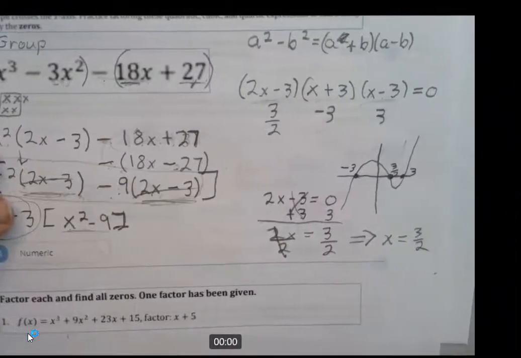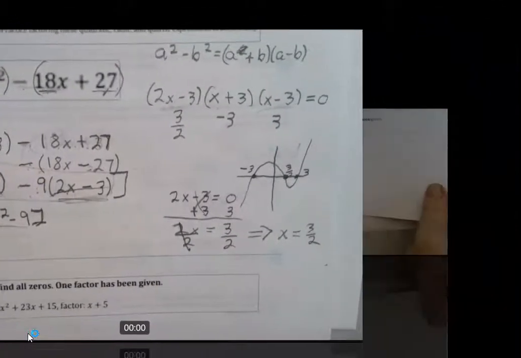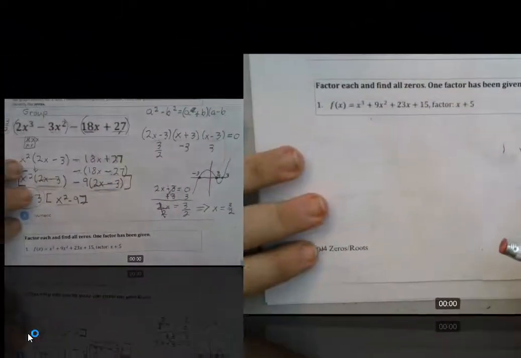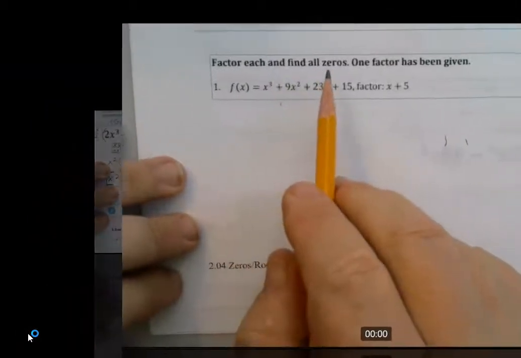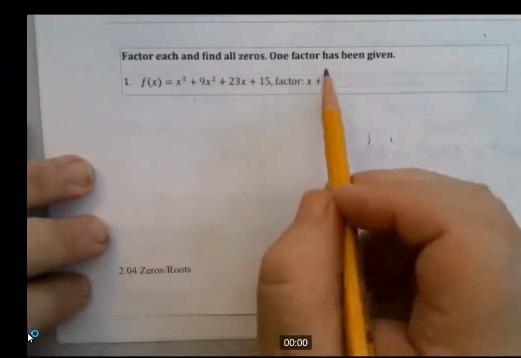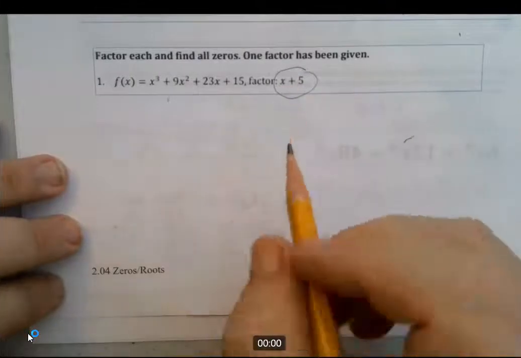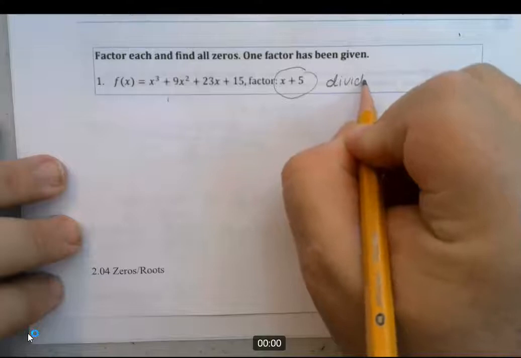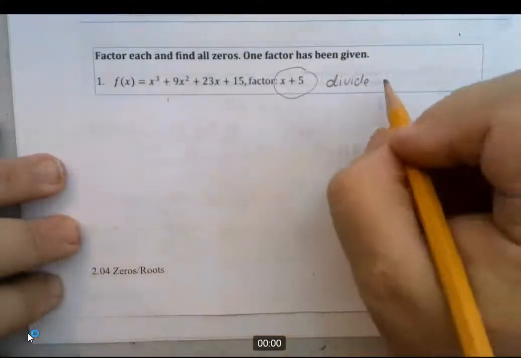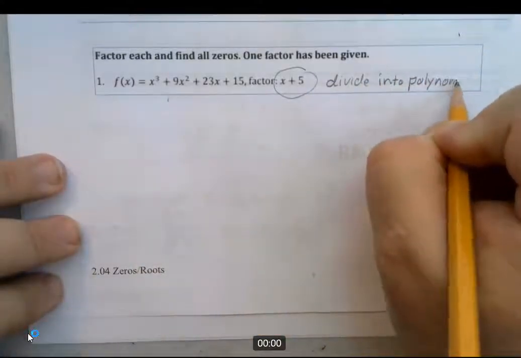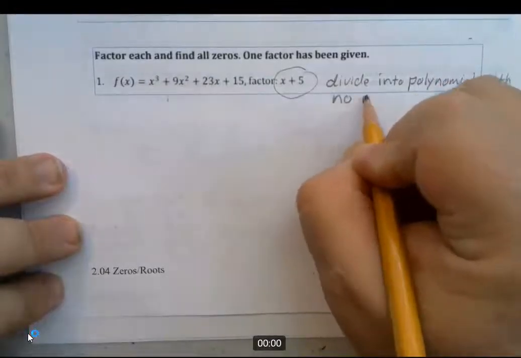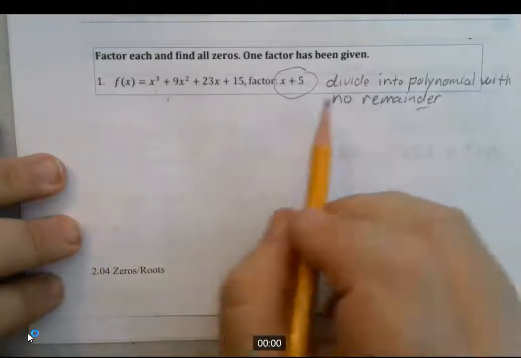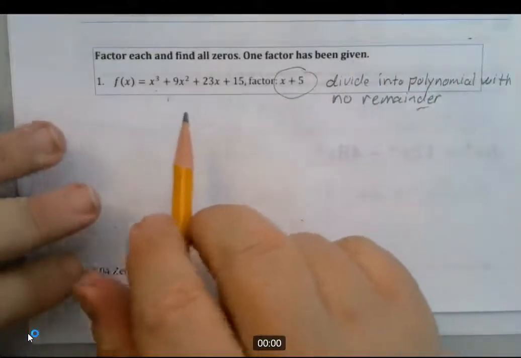Let's keep moving. Number 4. Okay, so it says factor each, find all the zeros, one factor has been given. So they've given you a factor. What does a factor mean? It means it divides into the polynomial evenly and doesn't leave a remainder. It has no remainder. So let's go ahead and do the division.